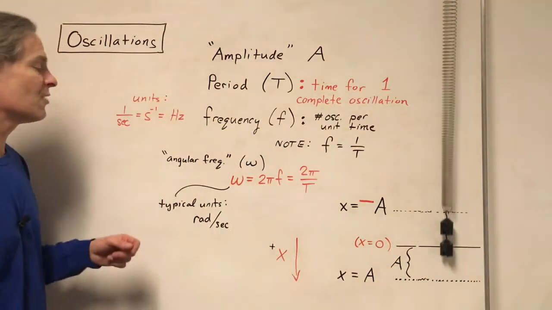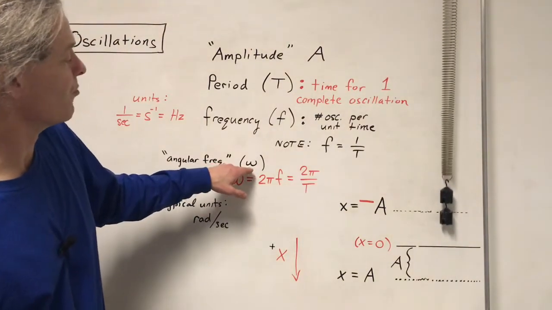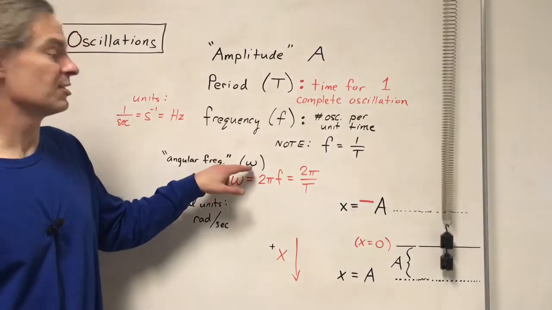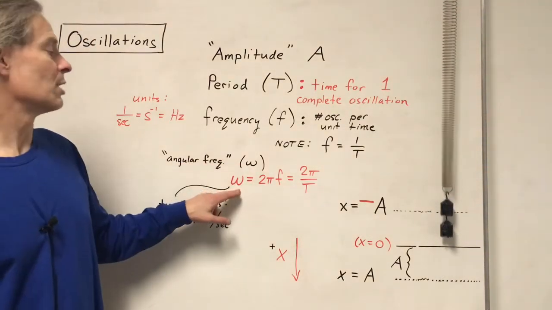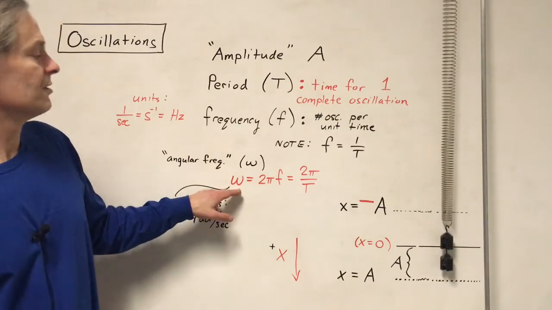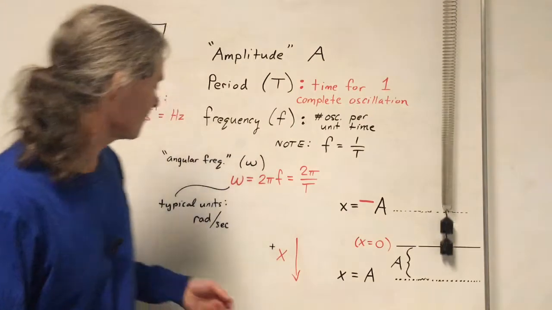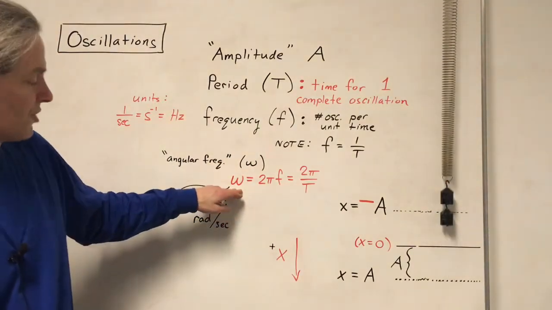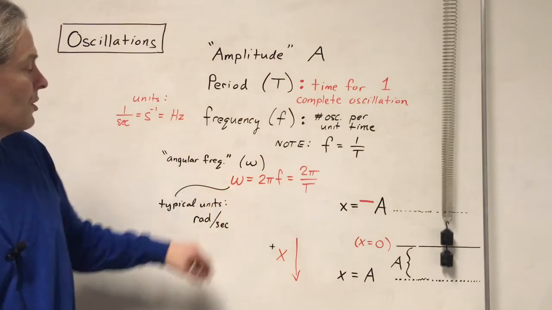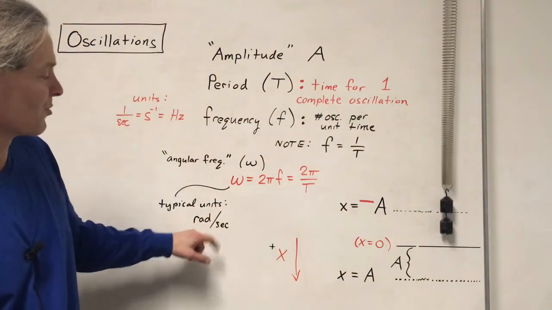All right. We have one more term, angular frequency, given with the symbol omega. It looks like a W, but this is a Greek lowercase omega. Omega represents the angular frequency. That's 2 pi times the standard frequency. All right, and we'll get into the angular frequency in more detail in a subsequent video. The typical units used for angular frequency are radians per second.